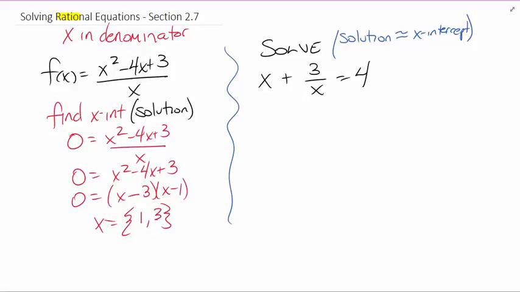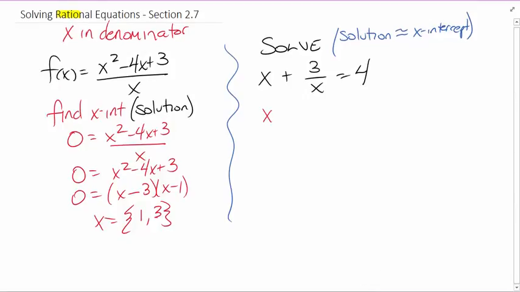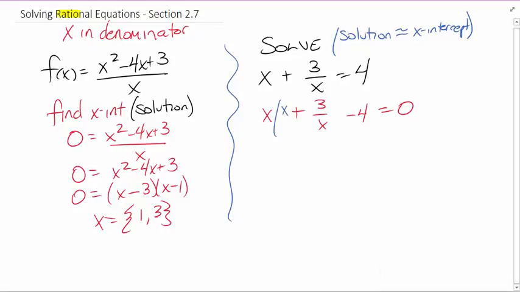For me, I'm going to subtract the 4 over. I would get x plus 3 over x minus 4. I would compare to 0 here. What I'm going to do is create a least common denominator of x, and I'm going to multiply by x over x wherever necessary to create that common denominator. So now every term has a denominator of x. The first term would have a numerator of x squared. The second term would have a numerator of 3. The third, negative 4x.